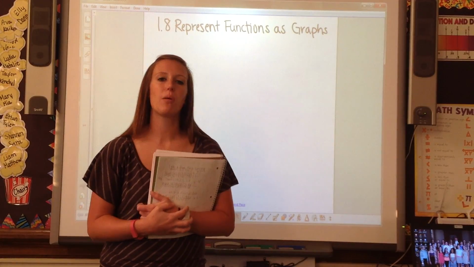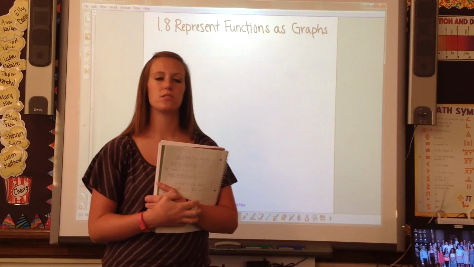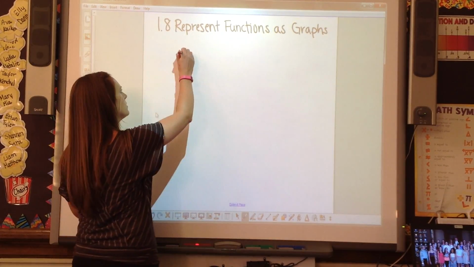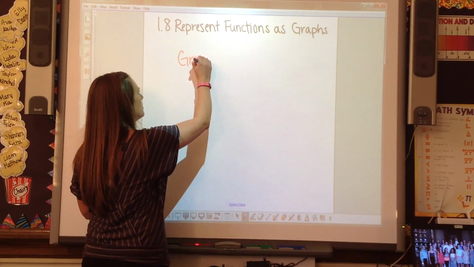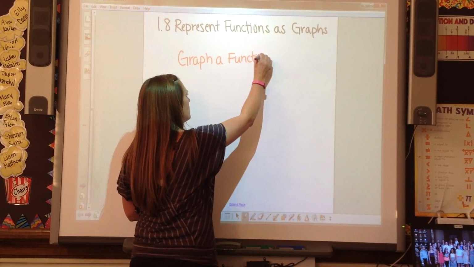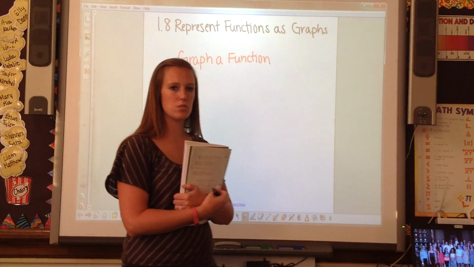In this lesson, we're going to be representing functions as graphs or equations. We're turning equations into graphs. So in the first section, you're going to be graphing functions. They're going to give you a function and they're going to give you the domain.